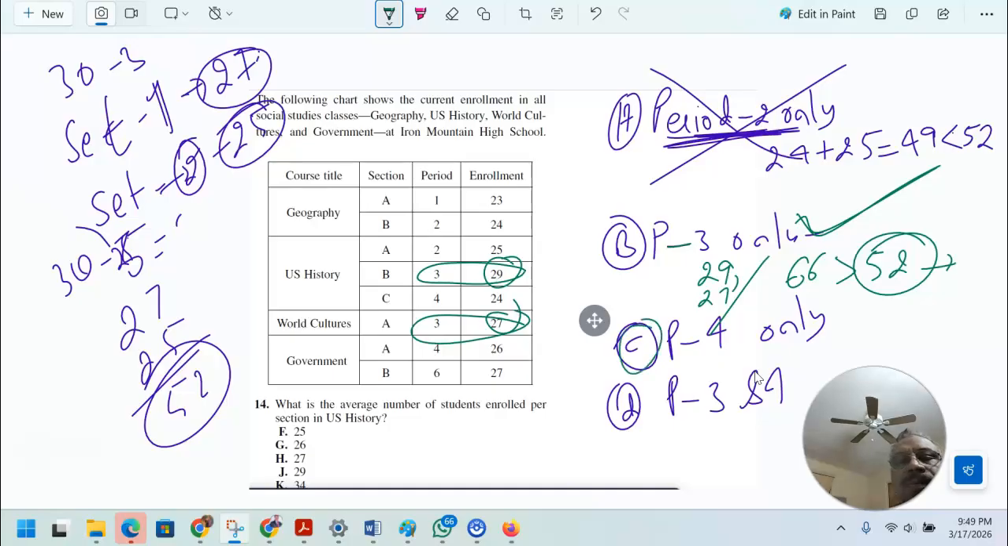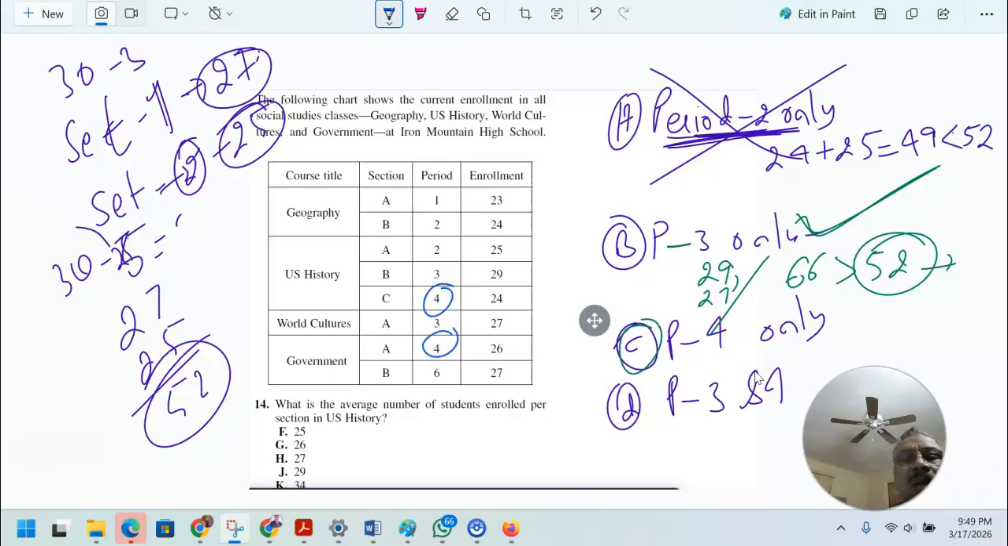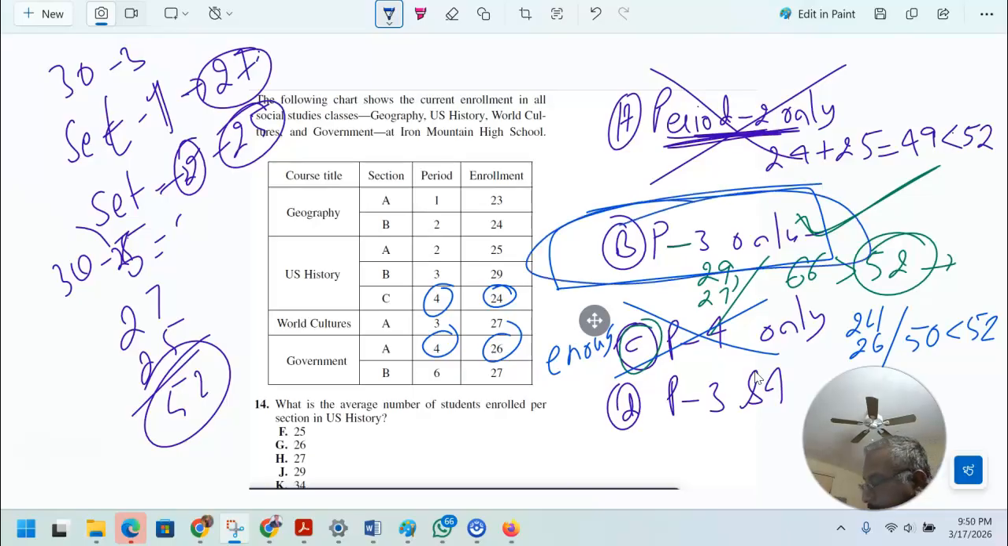Let's see period 4. So period 4 is 1 and 2. So that 24 and 26. Add 24 and 26. You get 50, and 50 is less than 52. So you have enough books. So this is not the answer. So that means the only answer that you have is period 3. So B is the correct answer on your package checkout. B is the correct answer.